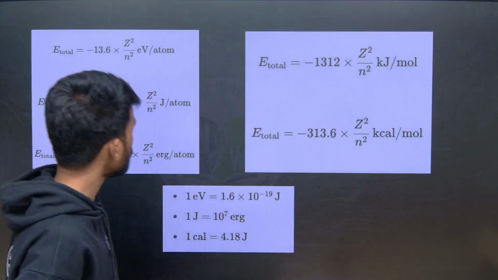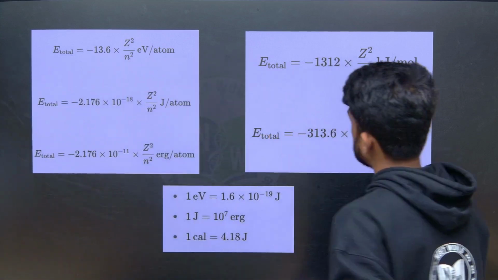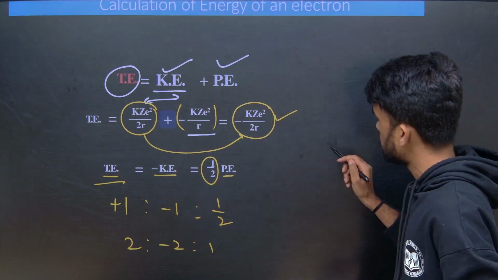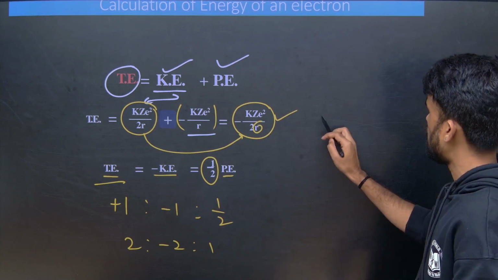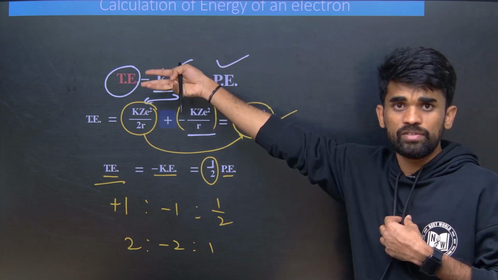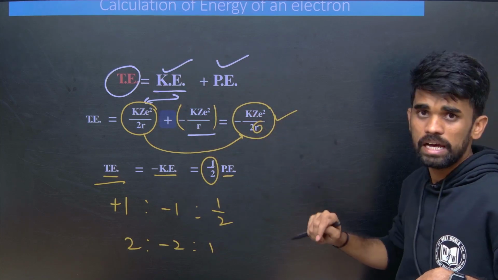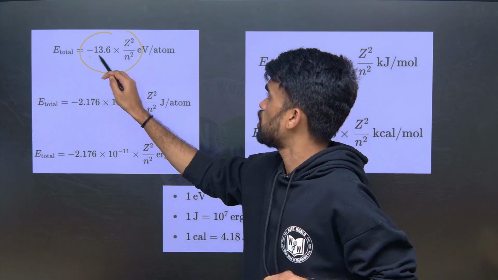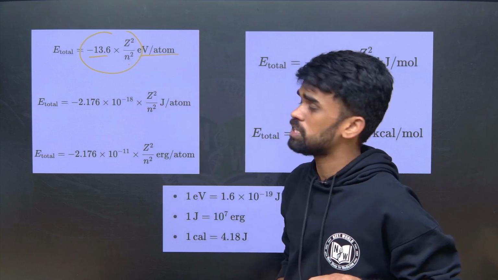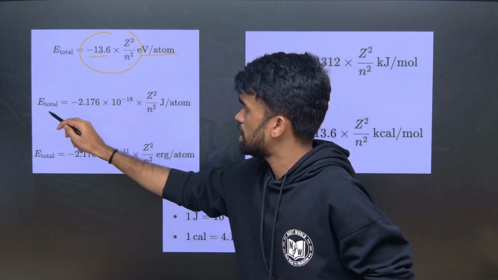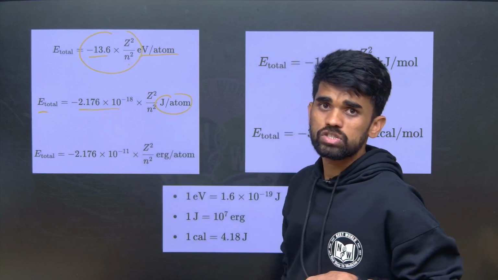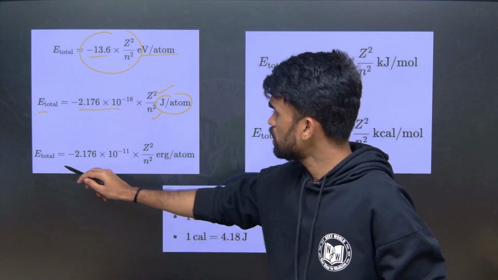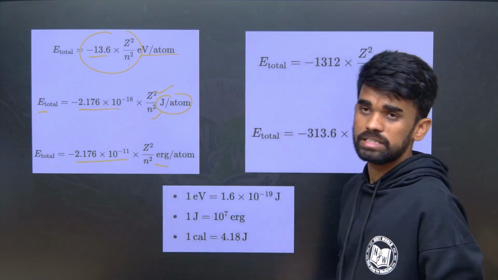Then next, what are the values here? By simplifying this kZe square by r, except for Z and r, where r is the radius, we already have the radius value from the final derivation. By substituting the constants and everything, we finally remain with minus 13.6 Z square by n square. This is the formula in terms of electron volt per atom. The total energy in terms of joule per atom is minus 2.176 into 10 power minus 18 Z square by n square. Then the total energy in terms of erg can be taken like this. I hope it is clear.